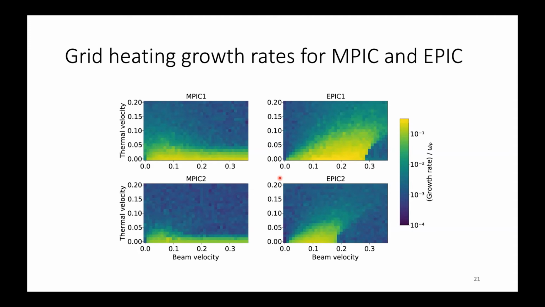Instead, you can choose your cell size just to resolve the instability or to resolve the physics that you actually care about. And there's also this interesting region of stability out here for sufficiently large beam velocity. We're not really going to worry about that too much.